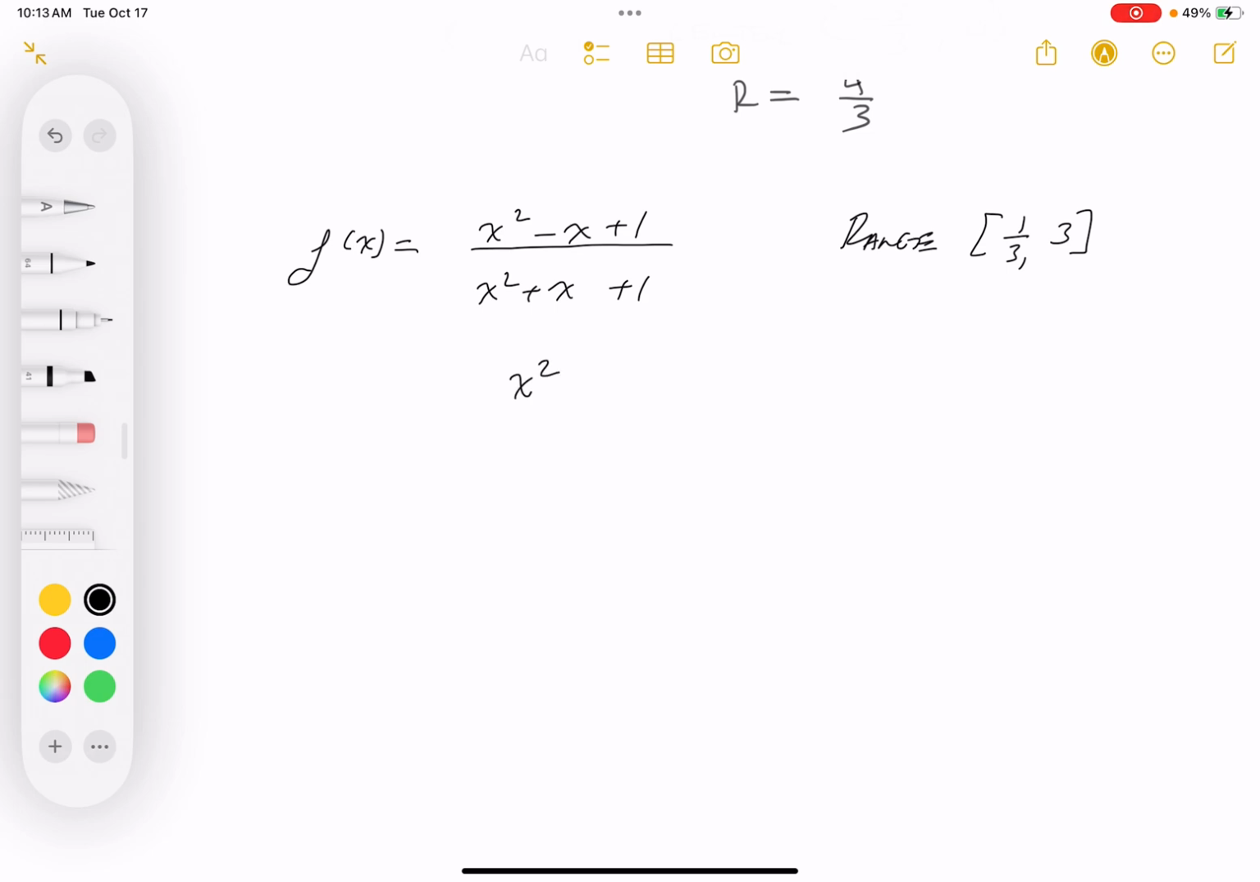It means that the function x squared minus x plus 1 over x squared plus x plus 1 must be between 1/3 and 3 for all x, by the way. This is in the domain of the problem. So let's talk about the domain of the problem now. What I notice about the bottom over here is that it is never 0, so its domain is all real numbers.